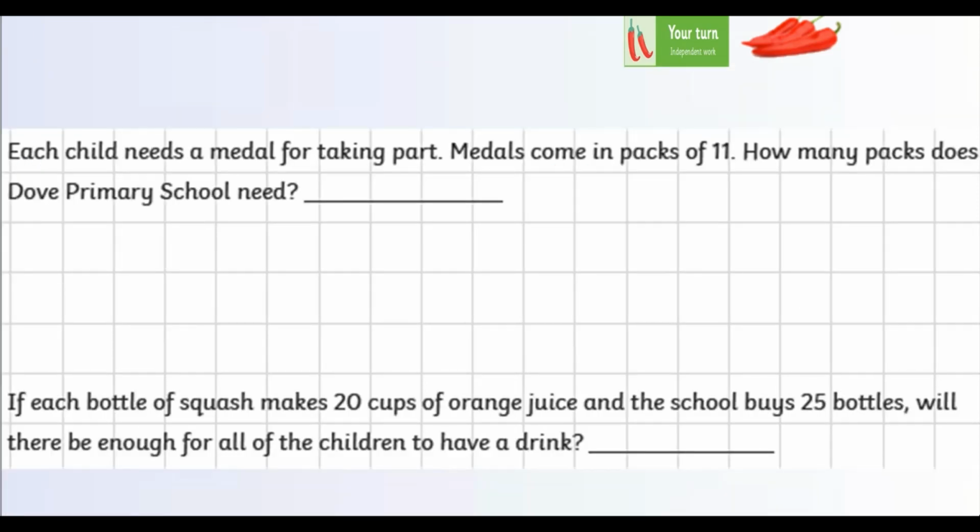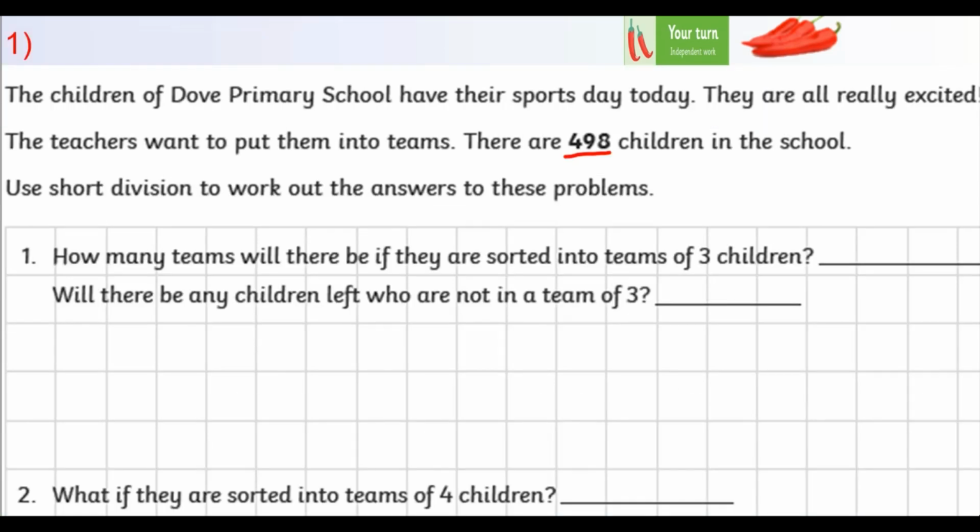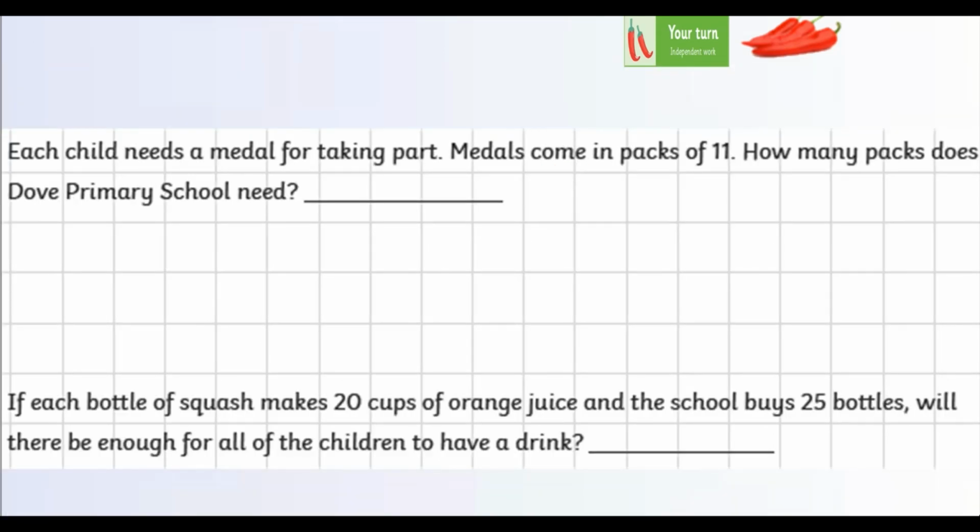Okay. And Chili 3, here are your final 2 questions. Each child, remember, we have 498 children. Each child needs a medal for taking part. The medal comes in packs of 11. So you divide that number by 11. How many packs do the school need? And the final one, if each bottle of squash makes 20 cups of orange juice and the school buys 25 bottles, will there be enough for all the children to have a drink? Pause the video and read those questions carefully and underline the key information. You might want to keep rewinding the video so you can see the initial question.